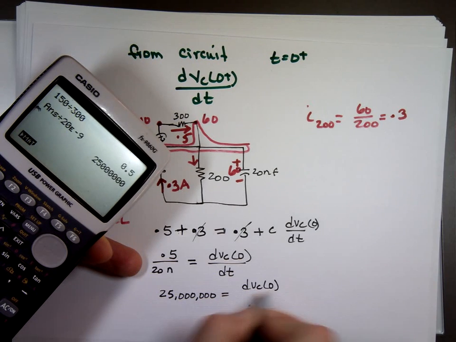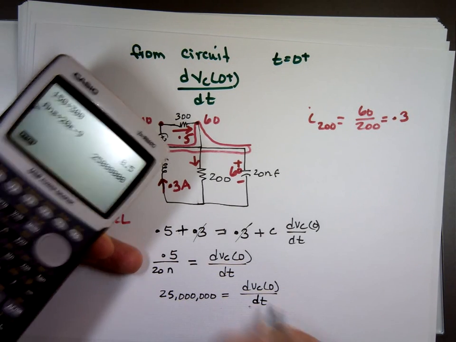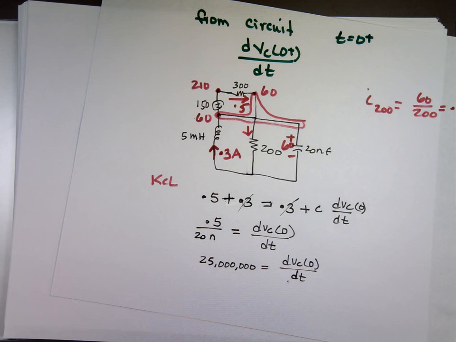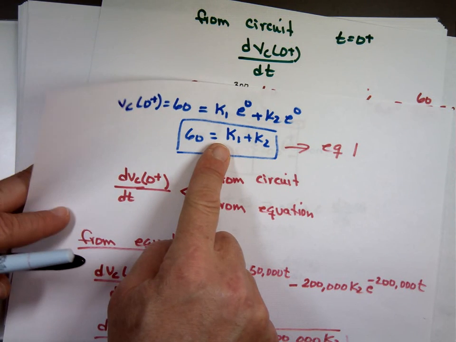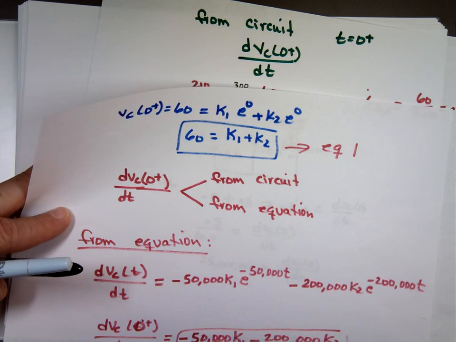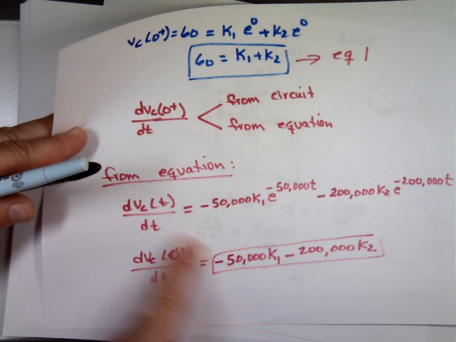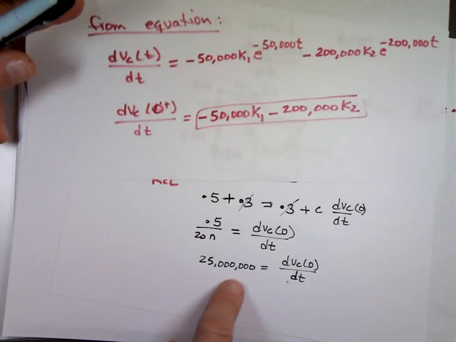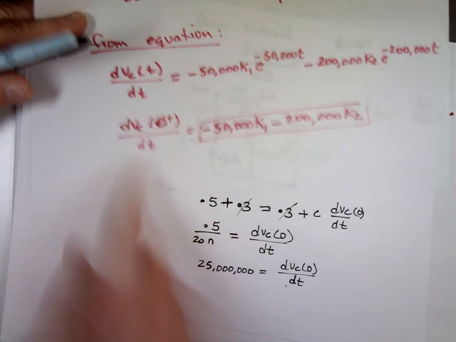Now I'm in good shape. Remember what I said early: I need two equations by two unknowns. I have one. I need another one. I said if I know what the derivative of the voltage at 0 is, I'm done. Well, I found what that number is. I found this from the math, but I found this from the circuit. That's what that number is. So if you plug it in here, that's your second equation.